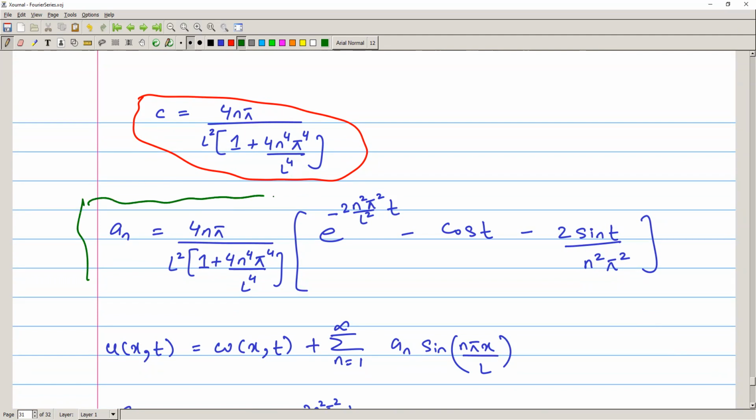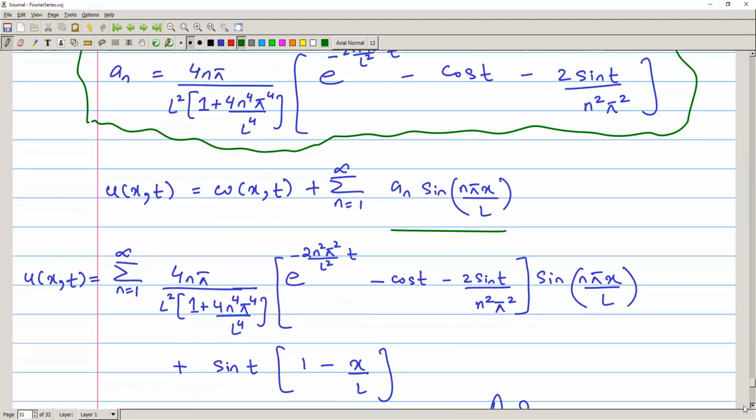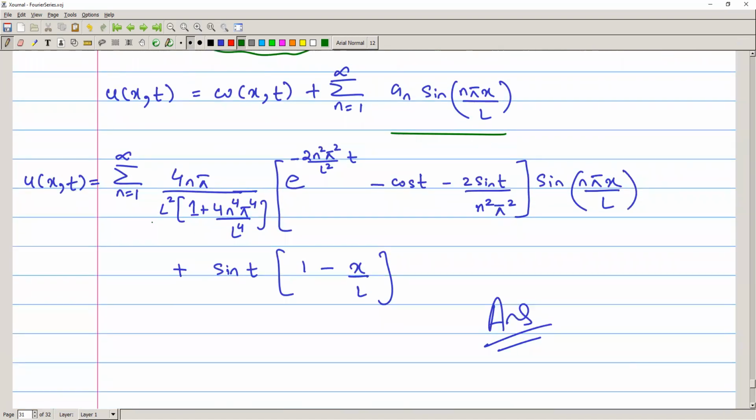Here is the an. We can put this an into the summation that we already know. This is an sine n pi x over L. So an is calculated, v of x, t is calculated. We need to substitute in the equation, and here is the answer: v of x, t plus w of x, t, right?